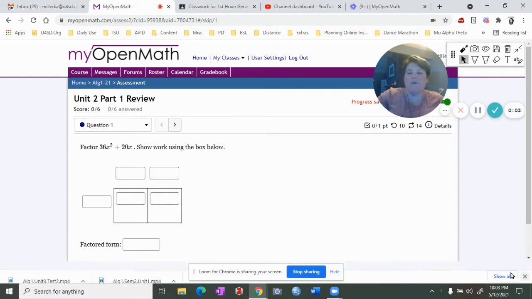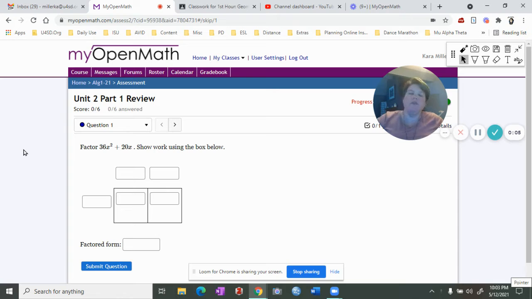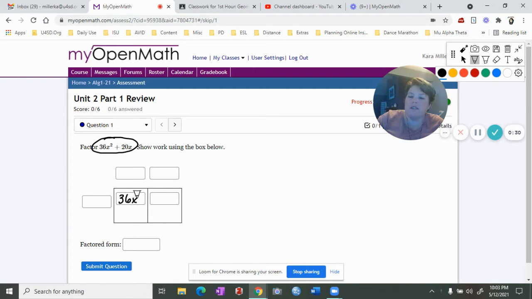Hello students, we are going to review Unit 2 Part 1, which walks us through factoring and the basics of the zero product property. So what we are going to do here, and I am just going to write all these in, we are going to factor 30x squared plus 20x, and this is my original. The original is what goes inside the box.